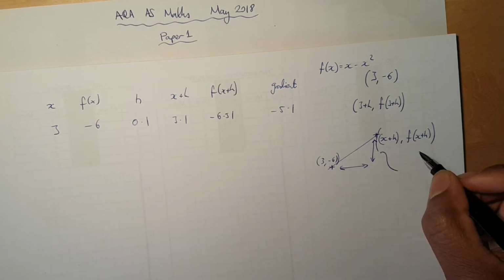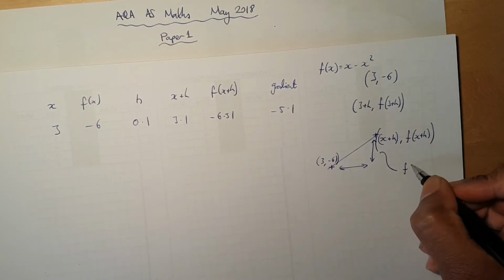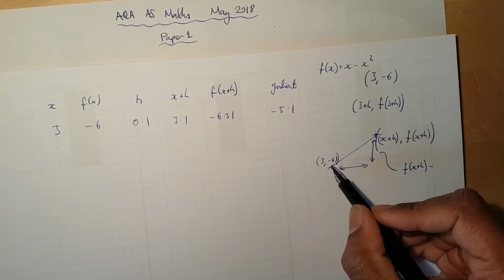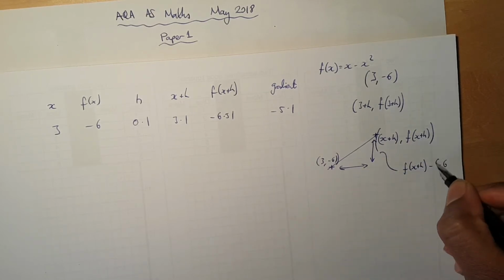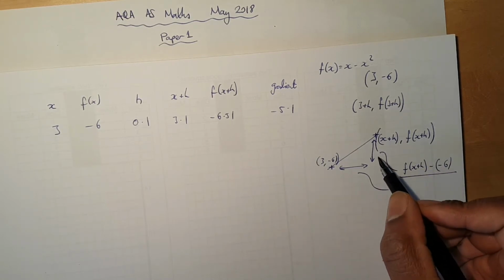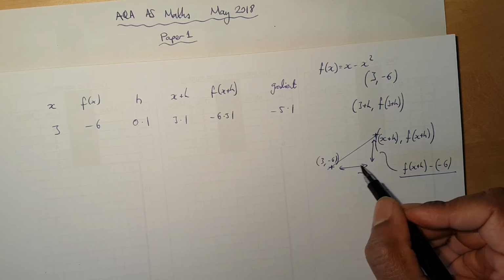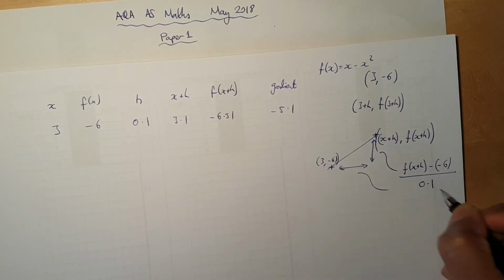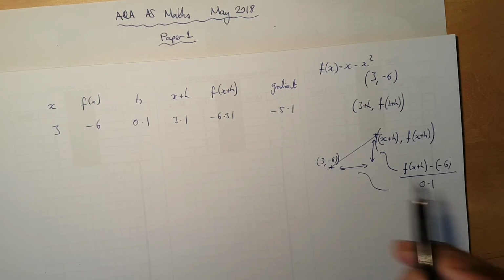That height then is going to be f of x plus h minus the height of this, which is going to be -6. The gradient is going to be that divided by how far is this? Well, that's going to be x plus h minus the 3, which is going to be the value of h, which is 0.1. And I can put those values in from here.